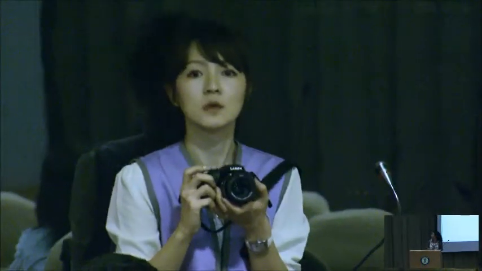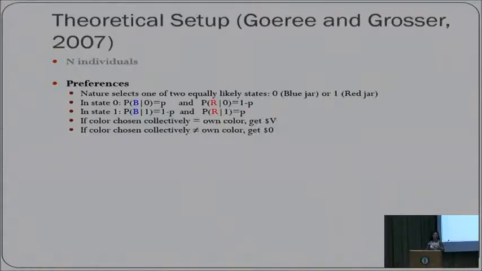So if the color chosen collectively equals your own color, you get a prize of $V. And if the color chosen collectively does not coincide with your own color, you get $0. Okay, so let me repeat it. It's as if we select one jar, a red jar or a blue jar, then we go across all the individuals, and each one takes a sample with replacement of one ball from the jar. And if you get a blue ball, then you prefer blue. If you get a red ball, you prefer red. Okay? So in some sense, the jar corresponds to the likely majority, and the parameter P captures how correlated our preferences are.